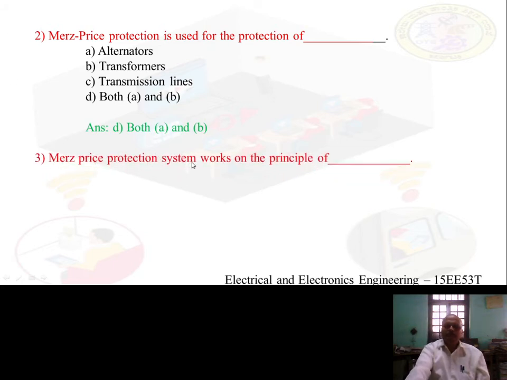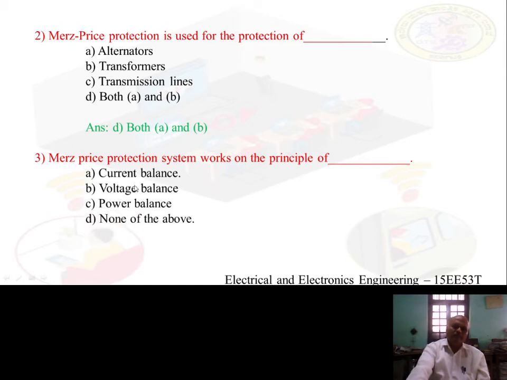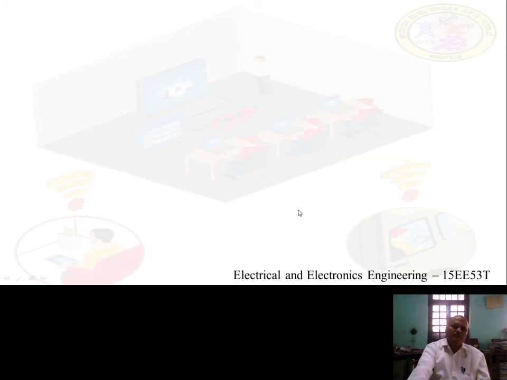Merz-Price protection system works on the principle of dash. Your options are A. Current balance, B. Voltage balance, C. Power balance, D. None of the above. Merz-Price protection system works on the principle of? Your answer is A. Current balance. Fourth question.